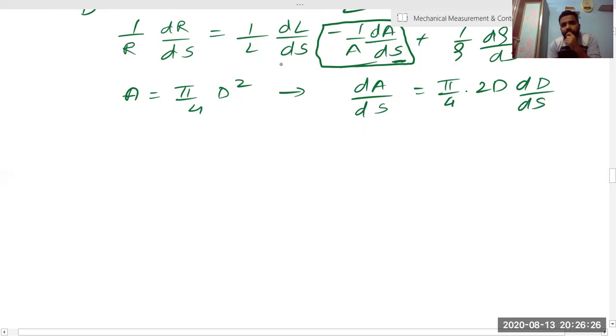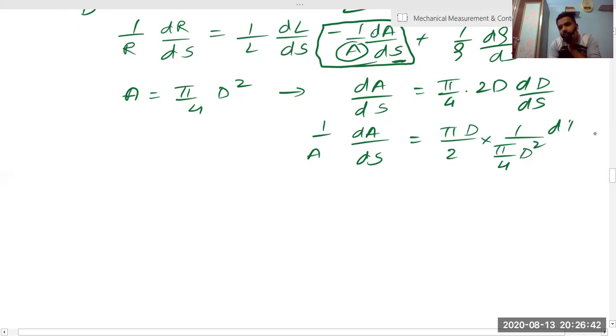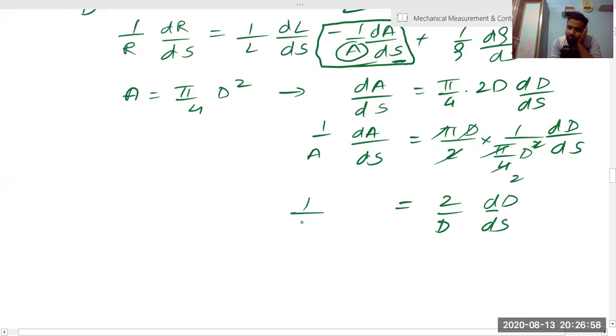Since there is one A also, I'll divide it by 1 by A. So 1 by A dA by dS will be something like pi d by 2 into 1 by A, which is pi by 4 d square, into the derivative of diameter with respect to stress. So pi is getting cancelled, 2 is getting cancelled, one d is getting cancelled, and this 2 will come to the numerator. So this will become 2 by d dd by dS, which equals 1 upon A dA by dS, right? I'll just try to simplify.